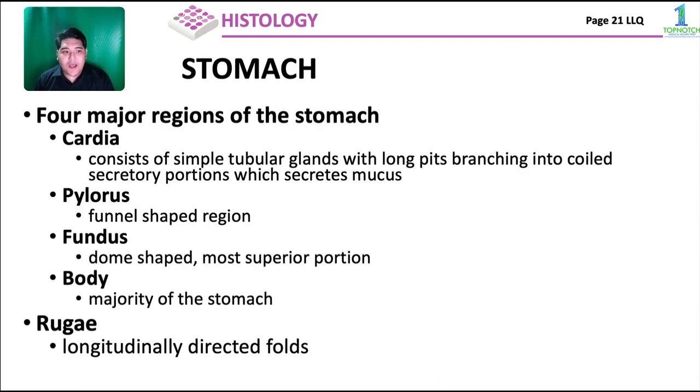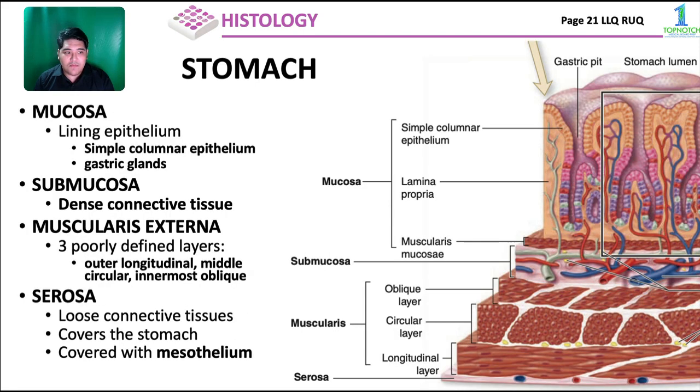Let's move on to your stomach. There are 4 major regions. Your cardia, okay, which has tubular glands with long pits into coiled secretory portion. Your pylorus is a funnel-shaped region. The fundus is the dome. Okay, kaya siya dome shape, and most superior portion. Body is the majority of the stomach, and your stomach has rugae. These are your longitudinally directed folds of the stomach.